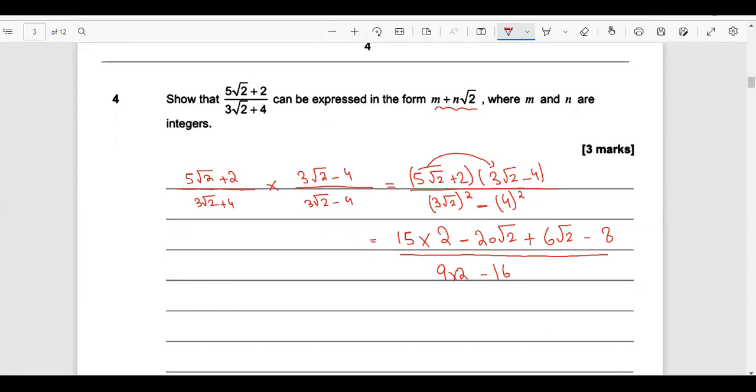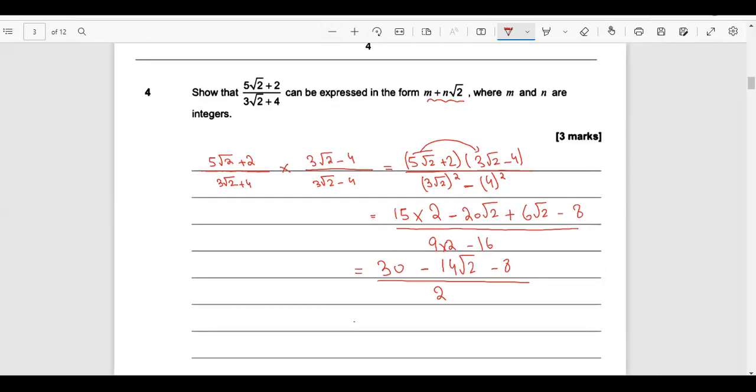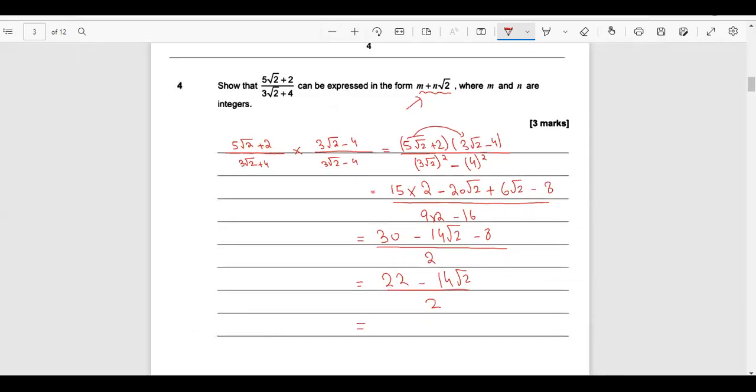I am going to simplify everything now. So 30 minus 20 plus 6 would give me minus 14 under root 2. Very good. Minus 8 divided by 9 into 2 is 18 minus 16. That would be 2. Let's simplify things. 30 minus 8 would give me 22 minus 14 under root 2 divided by 2. I'm still not done. So I need to get rid of this denominator. I'll divide it on both parts. 11 minus 7 under the root 2. And this is the value.